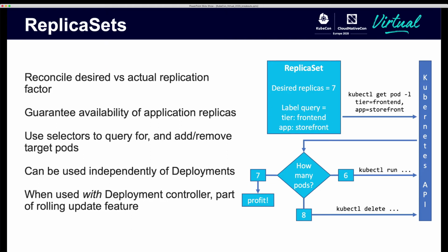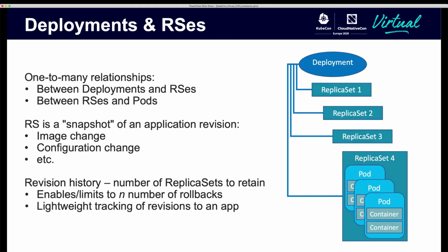And so this guarantees the availability of n number of application replicas across nodes in the cluster and across availability zones and such, right? They can be used independently of deployments, but if you do use them independently, they lose the rolling update feature that we're going to look at. However, there are some CD platforms like Spinnaker, which will use ReplicaSets directly for other patterns like red-black. You will see them used in some cases.